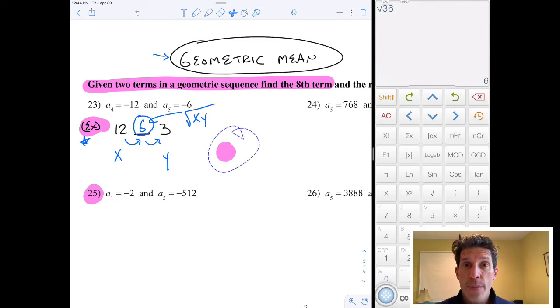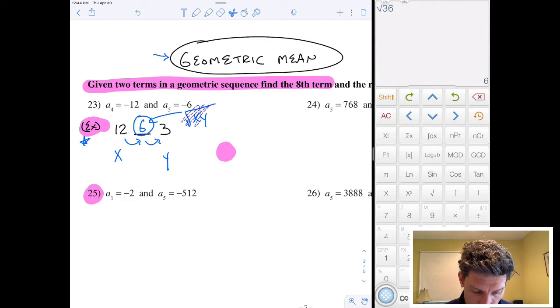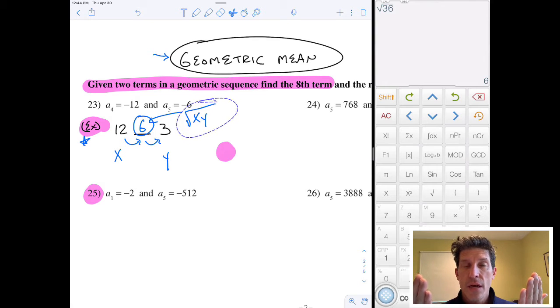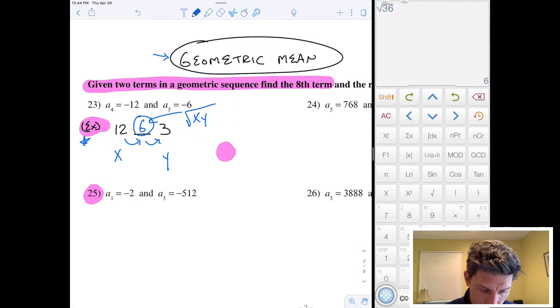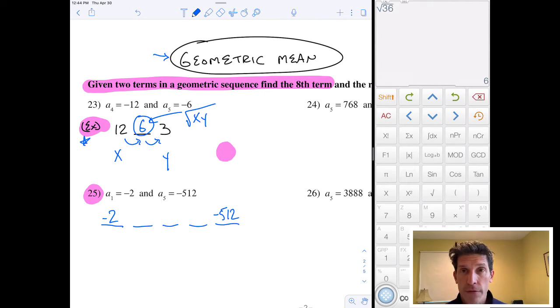Great. That's how you do a geometric mean, right? You do this little new formula here, the one that's circled. You take the two outsides, you multiply them, you take the square root, and that'll give you the inside. But what happens if you have more than one space? What if the first term was -2, like we have in number 25, and the second, third, and fourth terms were all missing, but you have the fifth term to be -512?